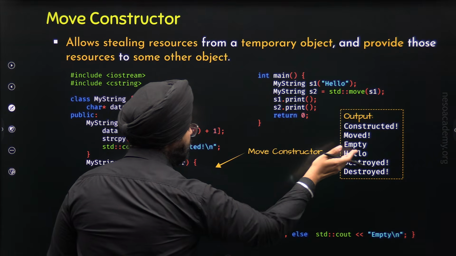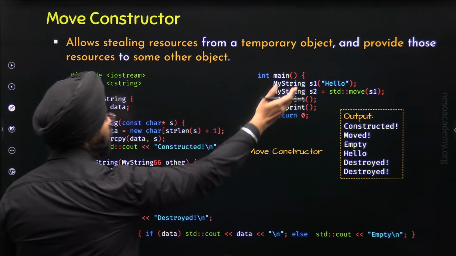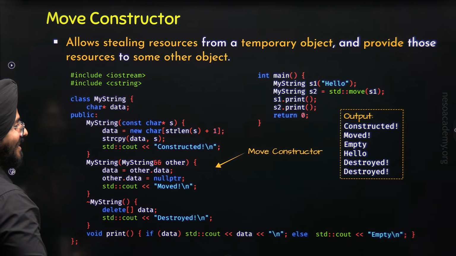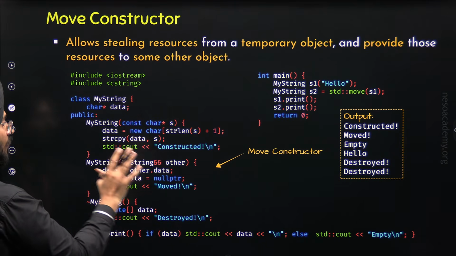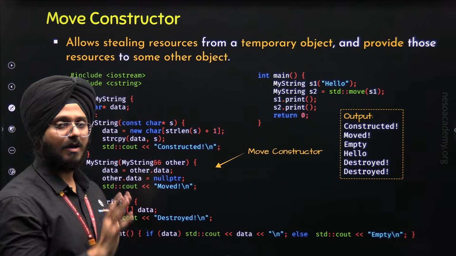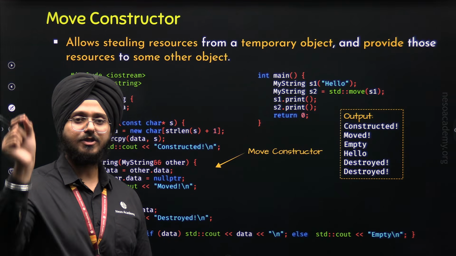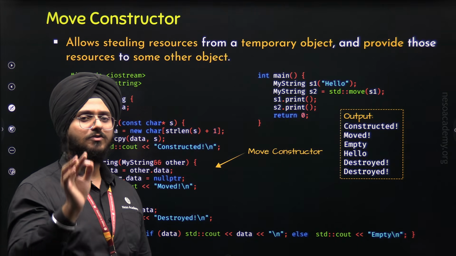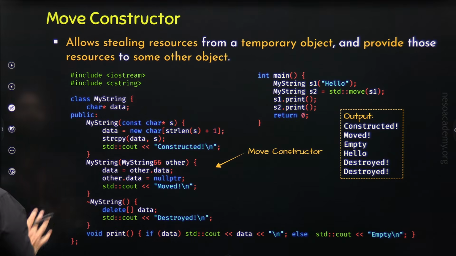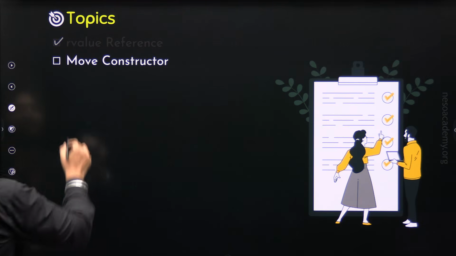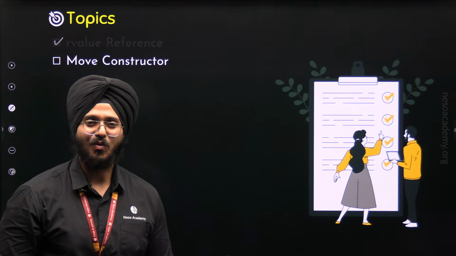Now after this, destroyed is displayed twice. This is because this destructor is called twice for these two objects. So that is why we are seeing this output. In this way, the move constructor works. I hope this is completely clear to you. So when we want to transfer the ownership of one object to the other object, we use the move constructor for this purpose. So with this, we have understood the move constructor properly. This means we are done with the second topic also, and this means we are done with this lecture.